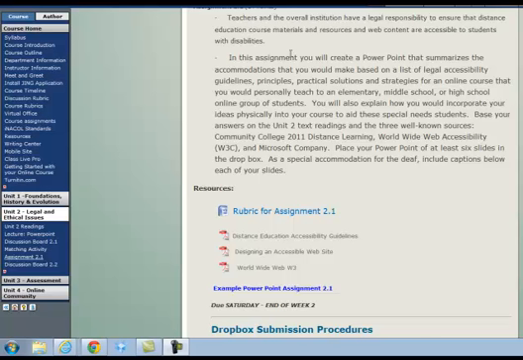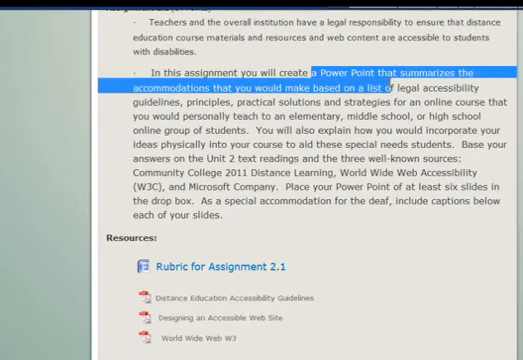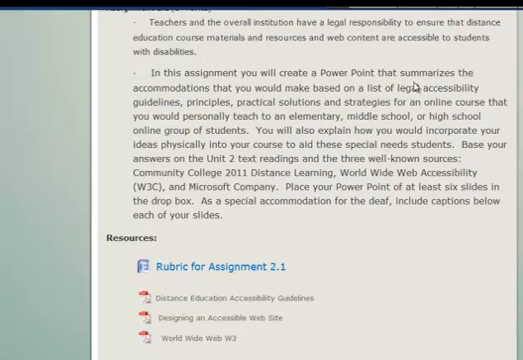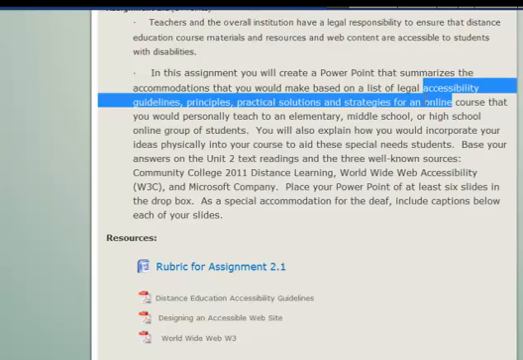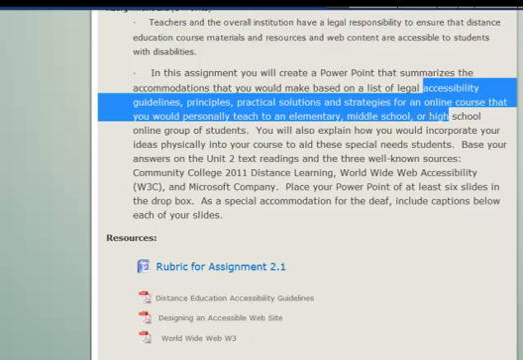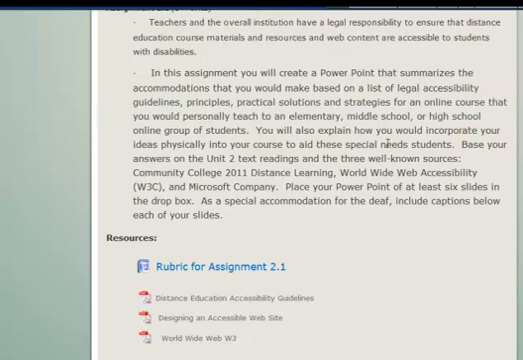And moving on, in assignment 2.1, they create a PowerPoint to summarize the accommodations they would make. So we're really talking about accessibility issues here in this particular assignment, the guidelines for accessibility, practical solutions, and so forth. And so I give them a case study kind of approach here, teaching elementary, middle school, or high school. You will also explain how you would incorporate your ideas physically into your course to aid these special needs students.